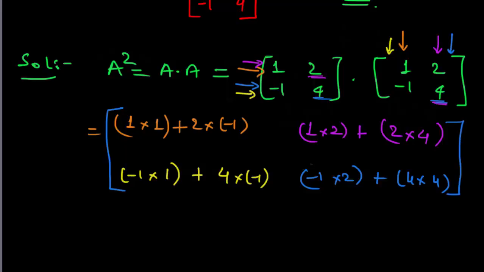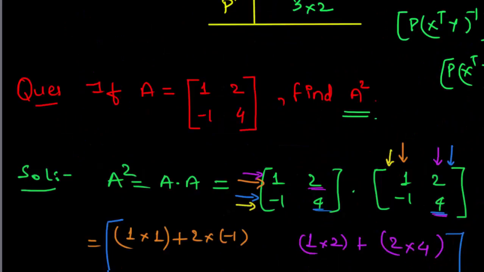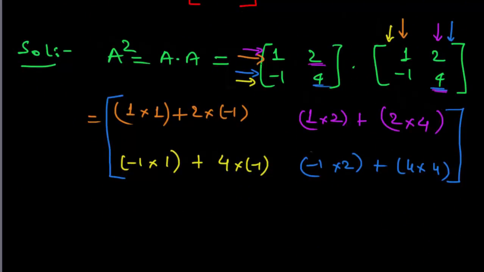A while ago we saw one summation. Let me go through it. This summation means that you have to multiply the corresponding elements and take the summation. So that's what we are doing here. We are multiplying the corresponding elements and taking the summation. Okay, so let me write this matrix.